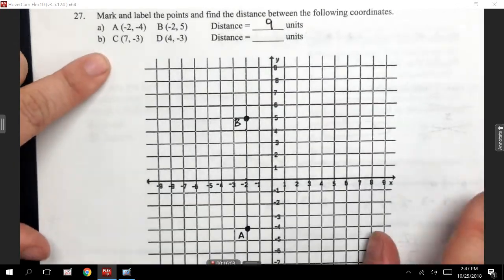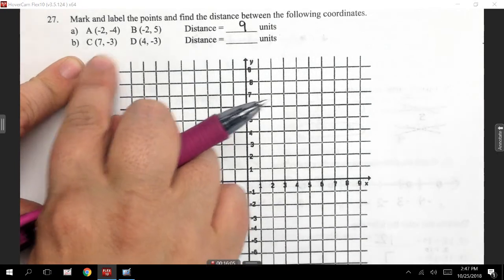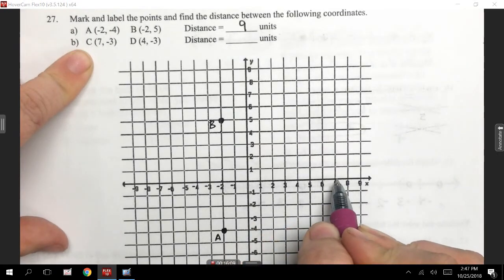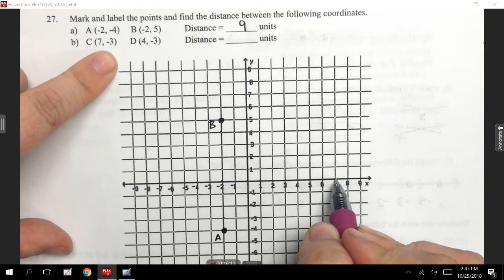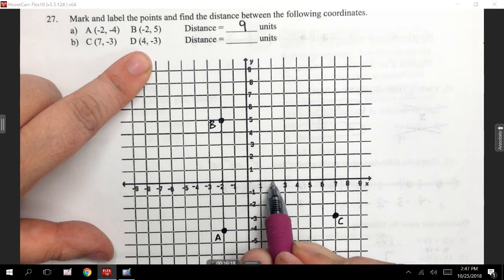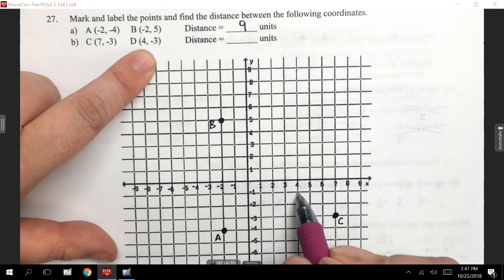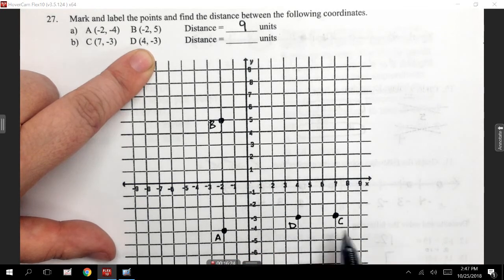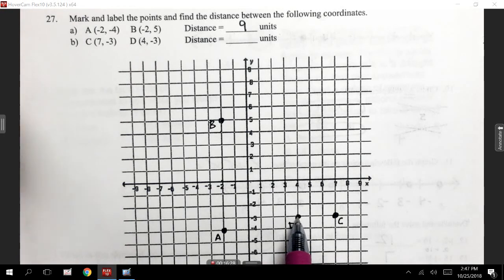All right, let's do the next one real quick. It says 7. 1, 2, 3, 4, 5, 6, 7 to the right, and then down 3 because it's negative. So that's C. And then D is to the right, 1, 2, 3, 4, and down 1, 2, 3. All right, and now we're going to count how far apart those are. You can start at D or C. So pick your starting point and then count.